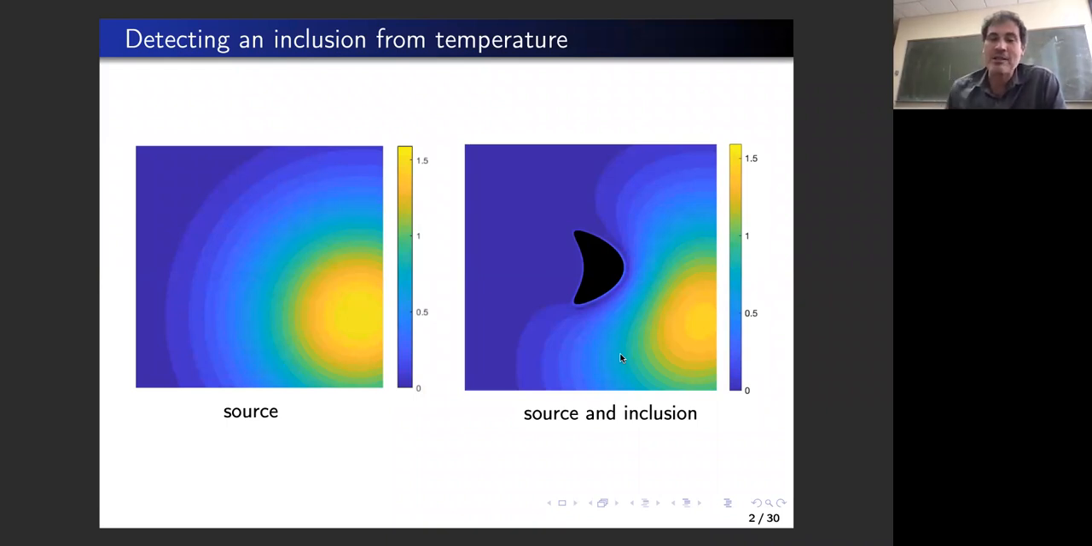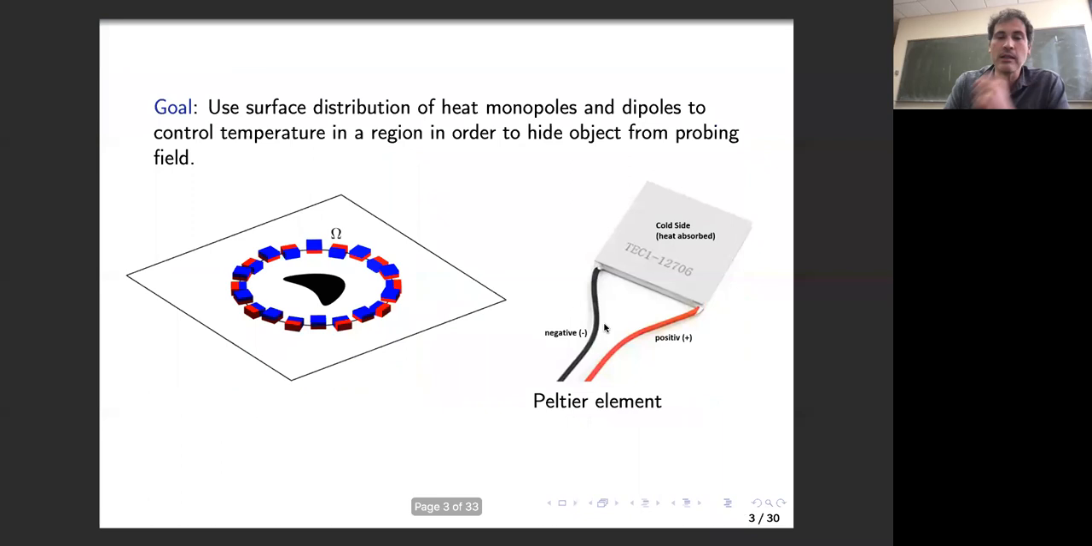The main point of the talk is how we can somehow hide this inclusion so that I cannot detect it if I'm outside of some cloaking region. The way we're going to do this is using a distribution of heat monopoles and dipoles on some surface to control the temperature inside a domain.